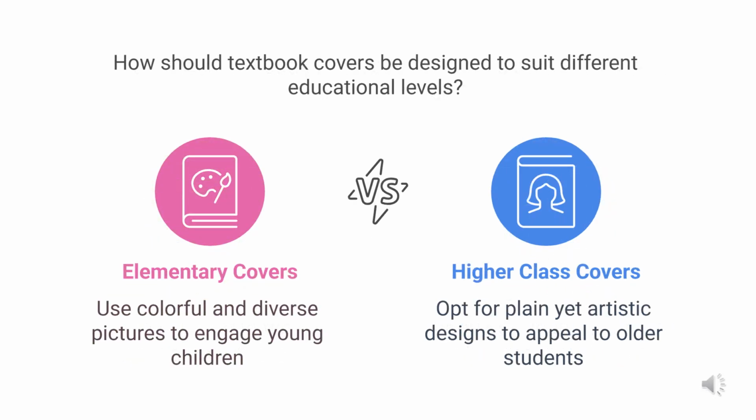The last feature is cover. The cover of the textbook should be attractive. Little kids love the colorful pictures, so it is good if there are different pictures in the covers of their books. The covers of books of higher classes should be plain but artistic.